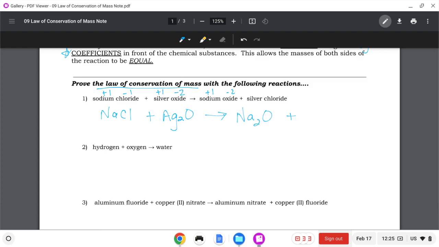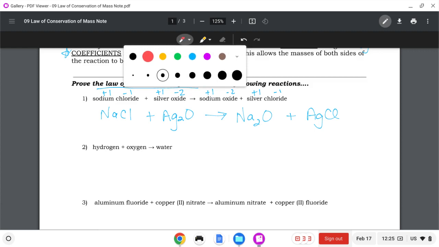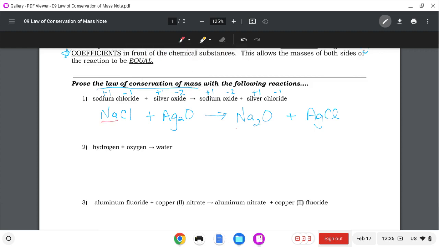And then silver chloride, silver has a charge of 1, chlorine has a charge of 1. I just come up with the formula of AgCl. Now I need to balance this because they're not balanced, right? I'm going to just switch pen colors to make it a bit easier. I have 1 sodium, but I have 2 sodiums here on the product side. So right off the bat, I know I've got to deal with that.